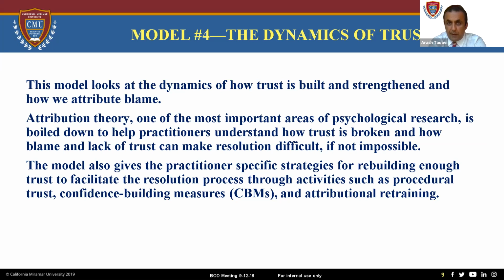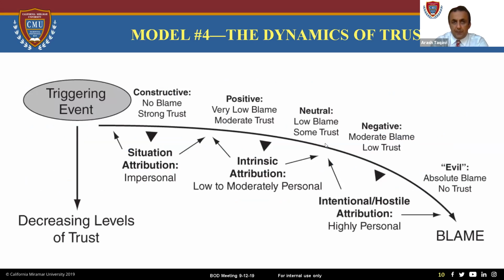Consider a situation in your family or in your organization where you cannot find any trust. It is very, very hard to start the conflict resolution. It is very hard even to start. The model also gives the practitioner a specific strategy for rebuilding enough trust to facilitate the resolution process through activities such as procedural trust, confidence-based measures, CVMs, and attributional retraining. We can see the curve of trust and blame here.